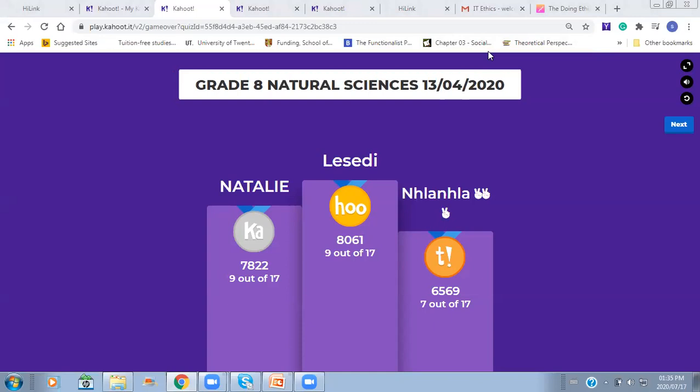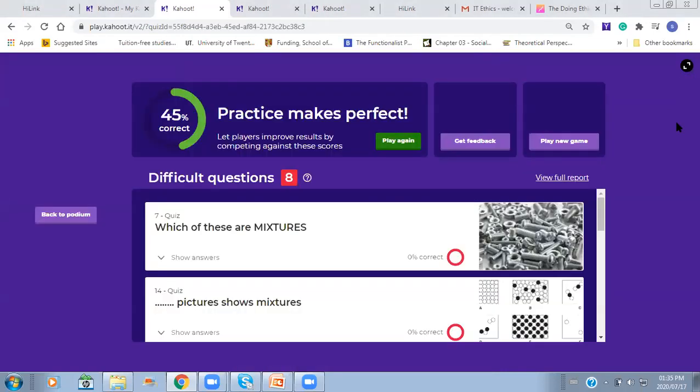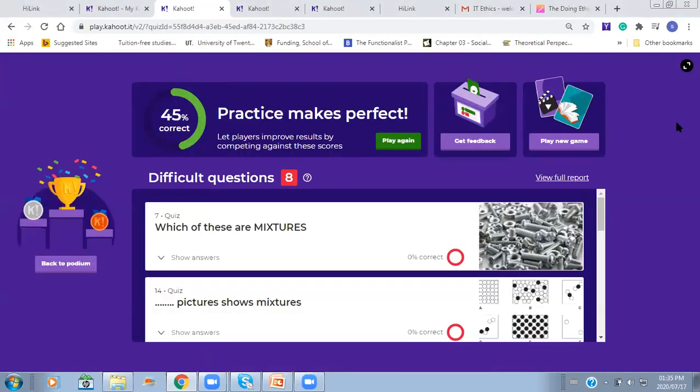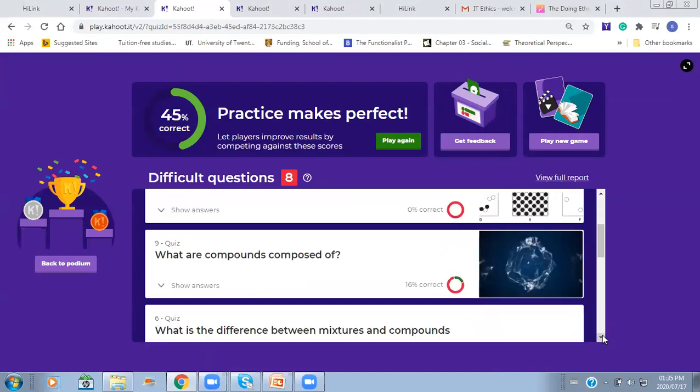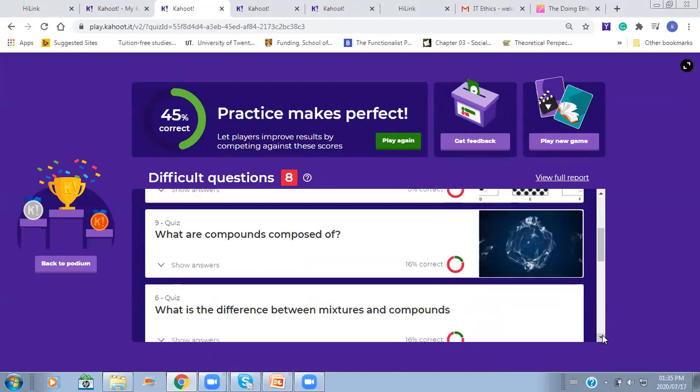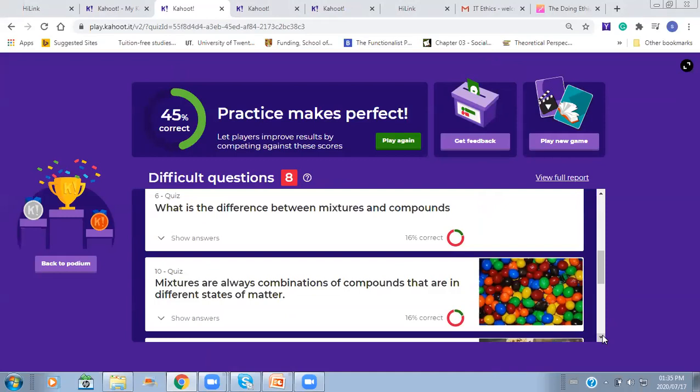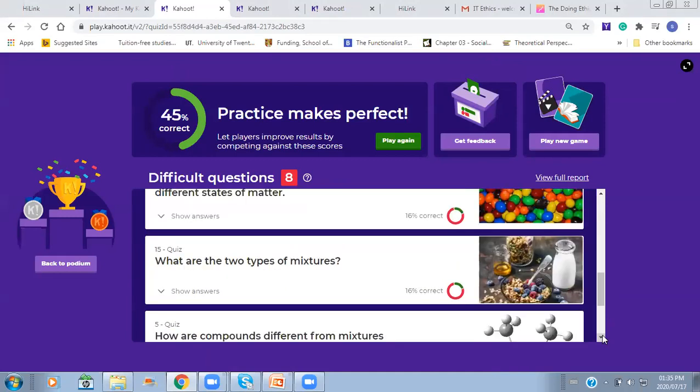Let's see the report and look at the answers that were difficult for us. Question 7 was difficult, with zero percent correct. Question 14, the pictures that show the mixtures, we couldn't answer. Question 9 was difficult, with 16 percent. Also question 6, but all in all, it was okay.